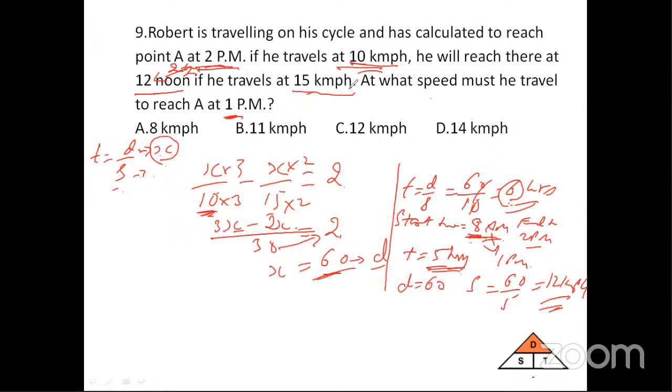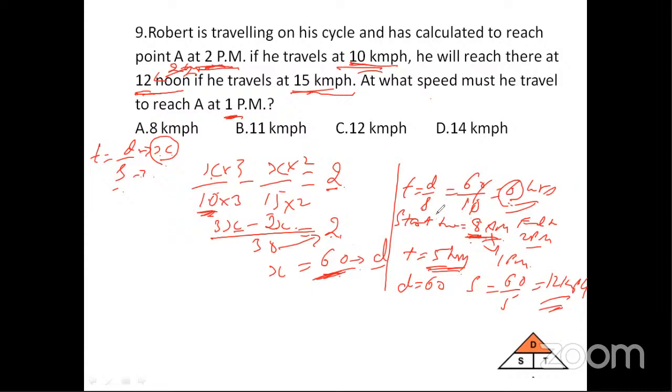Observe carefully. There are two speeds given. If he travels at 10 kilometers per hour, he will reach by 2 p.m. If he travels at 15 kilometers per hour, he will reach by 12. The distance we don't know, so we took distance by speed minus distance by speed is equal to 2. Why did we take 2? Because 12 o'clock and 2 p.m., the difference is 2. So we took 2, we took LCM, and we found out that the distance is 60.